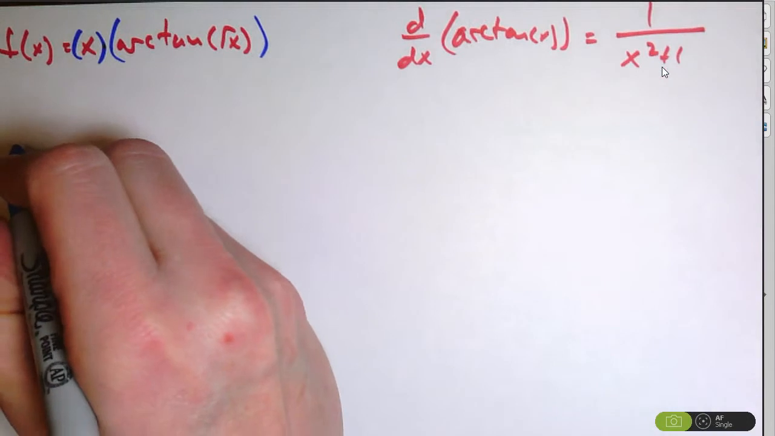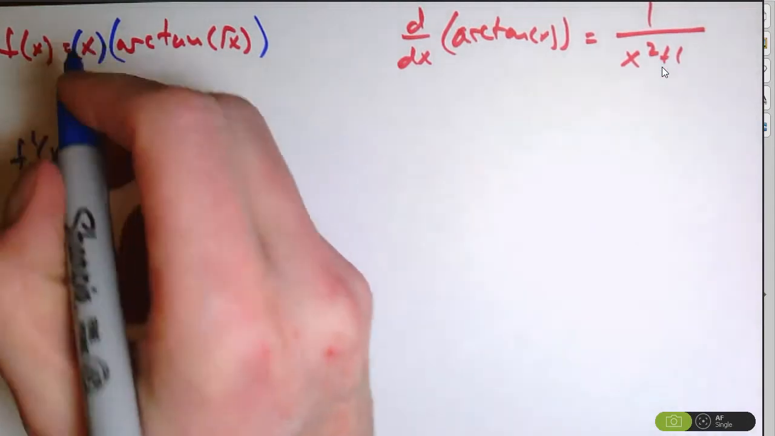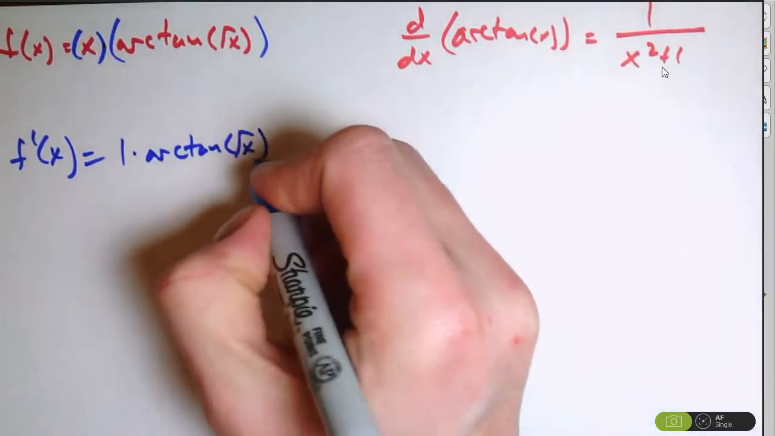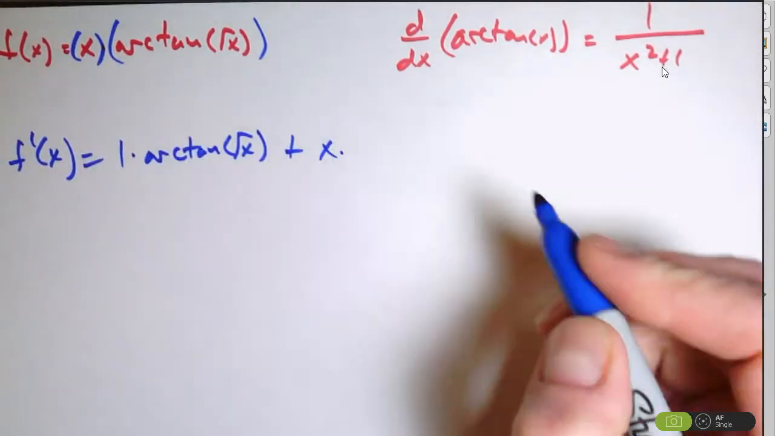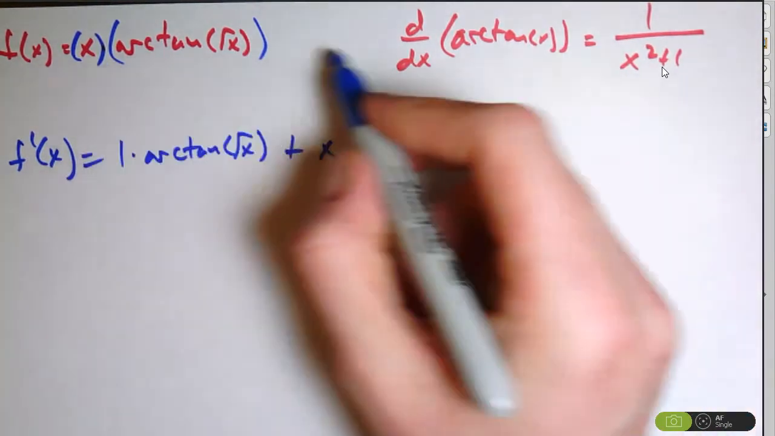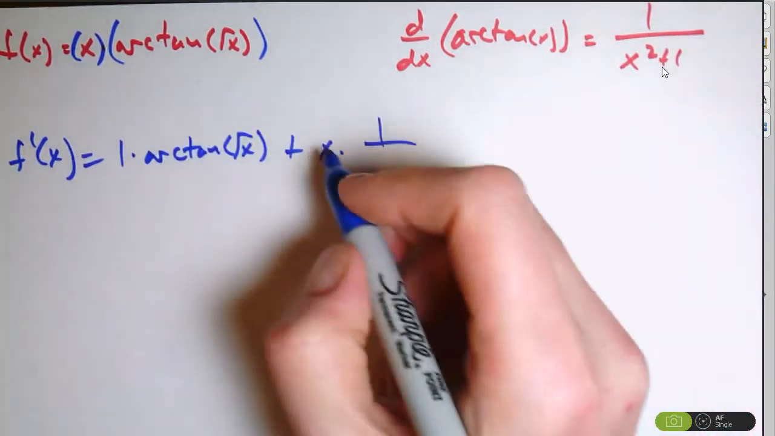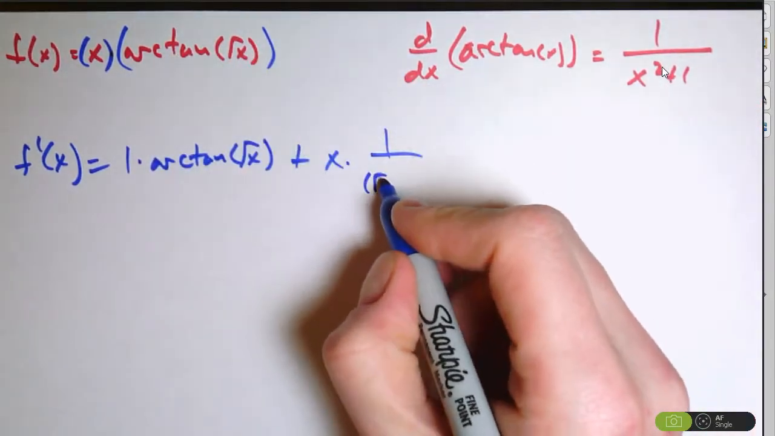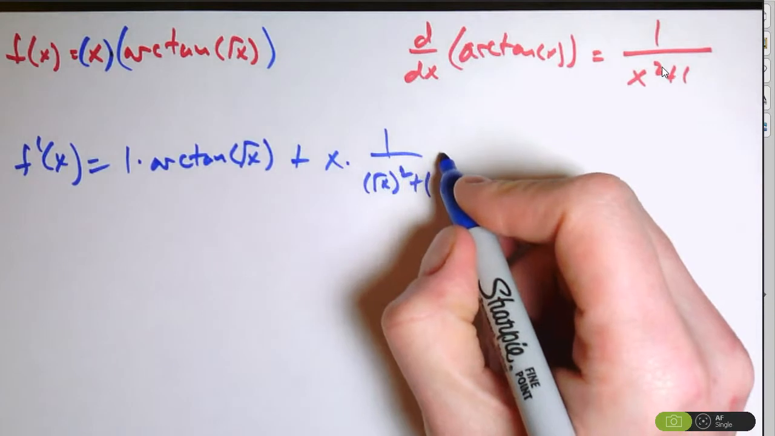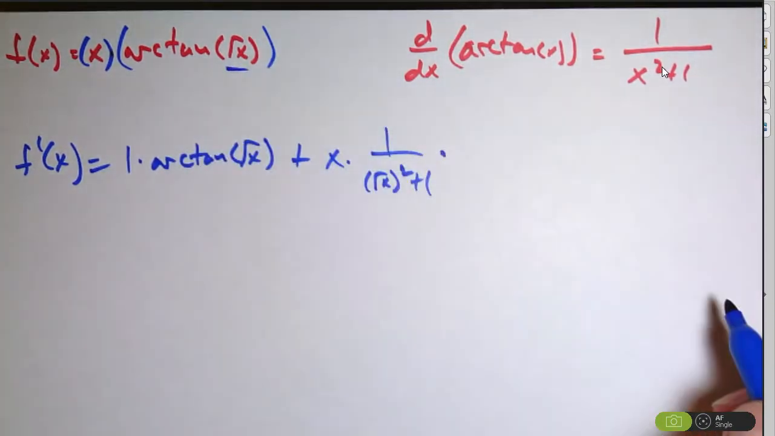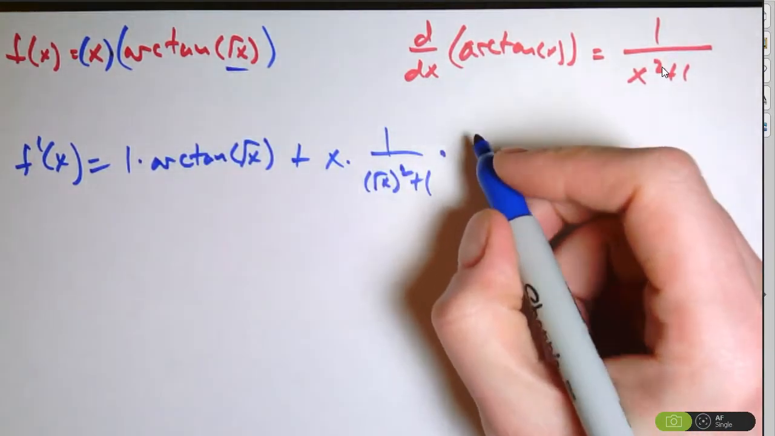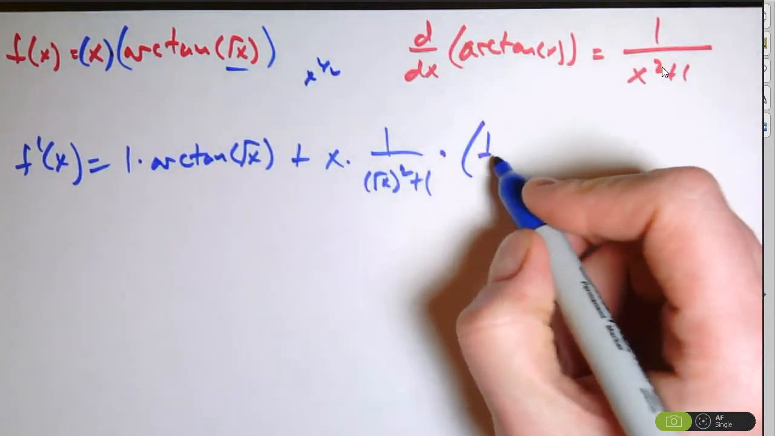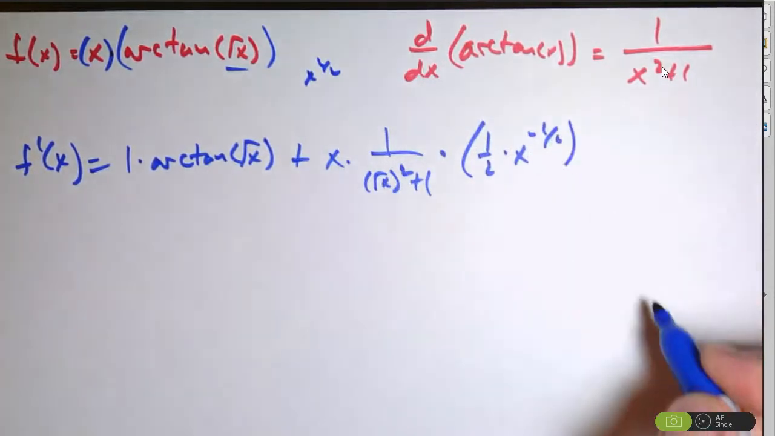So f prime of x: derivative of the first times the second, plus the first times the derivative of the second. Well, that's going to be 1 over the x squared plus 1, but instead of being x squared, it's going to be root x squared plus 1, and then times the derivative of the inside. This derivative, it's x to the 1/2, so it is 1/2 times x to the negative 1/2.